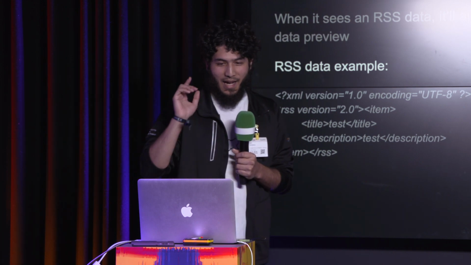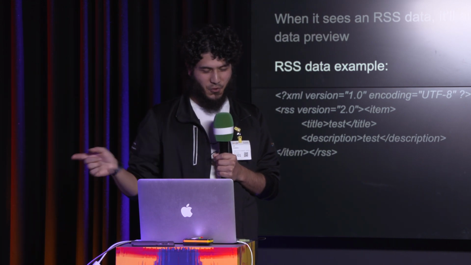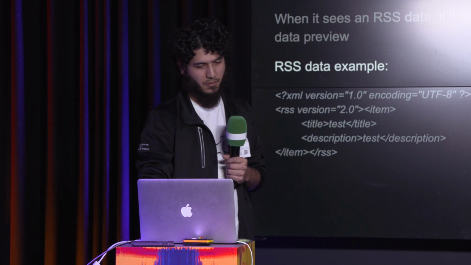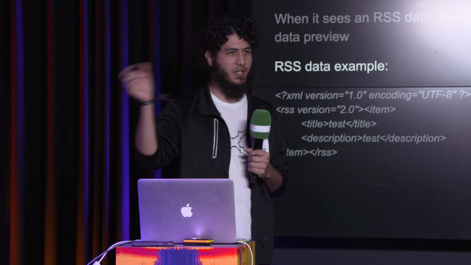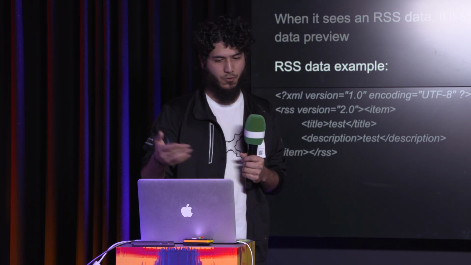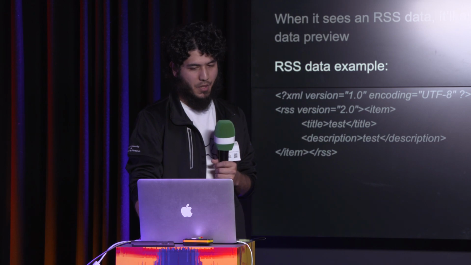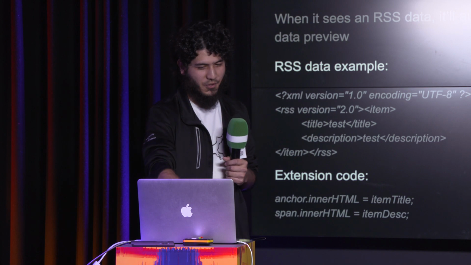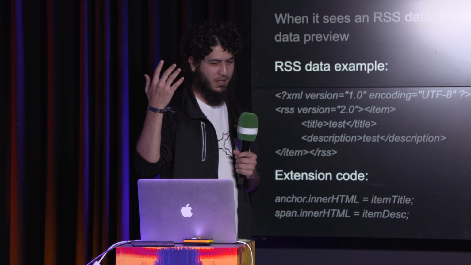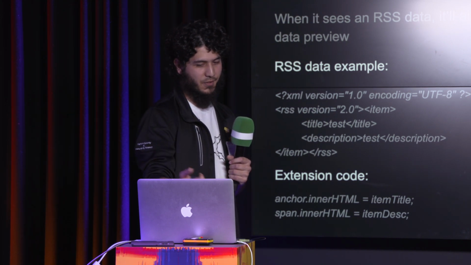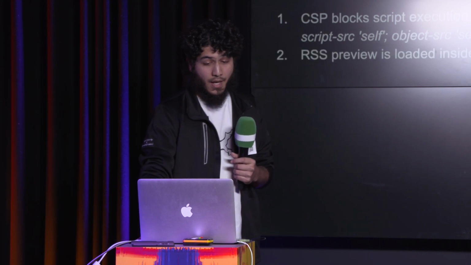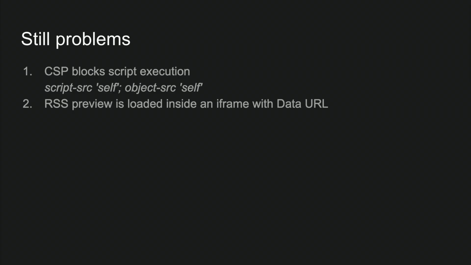I will speed up. So there was an RSS reader extension from Google again. They basically try to preview RSS data from somewhere. If they see the response header is RSS/XML, they try to load a preview in an extension page. And their code was like this, basically. You can have your RSS data be anything, and then they will try to load this title and description in HTML. There was CSP, so I couldn't do script execution. And this preview was loaded in a data URL.